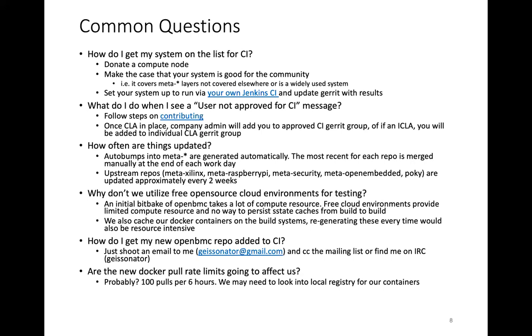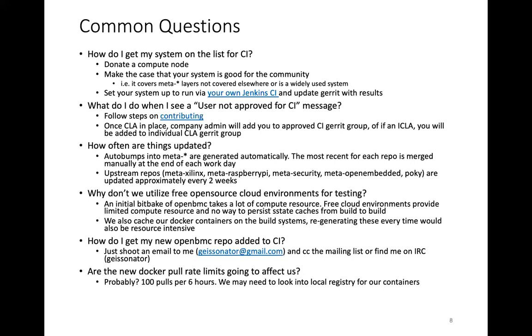Another question is, what do I do when I see this user not approved for CI message? So there's a link on contributing, and the main thing is you need to get on a CLA. Once you get on a CLA, whoever puts you on that CLA for your company should also have access to the CI Gerrit group. So there's a Gerrit group for each company, and basically they just put your GitHub ID in there to say you're approved.